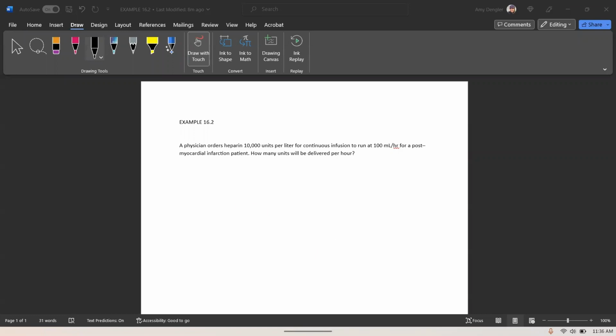Example 16.2: A physician orders heparin 10,000 units per liter for continuous infusion to run at 100 ml per hour for a post-myocardial infarction patient. How many units will be delivered per hour? This example is going to require two proportions. For the first proportion, I am going to use this 100 ml per hour on one side of a proportion.